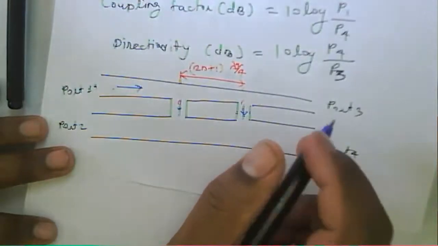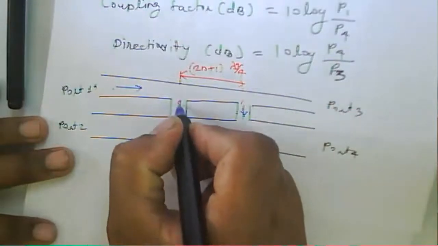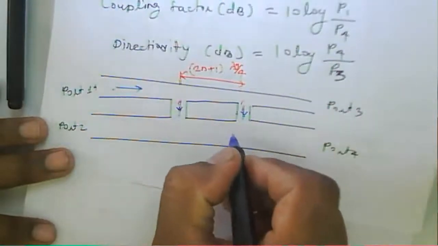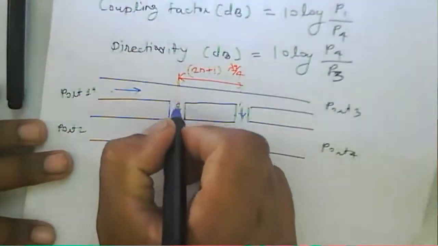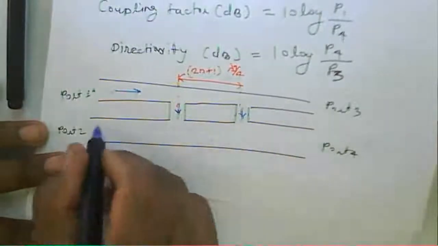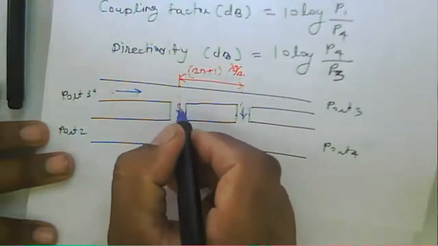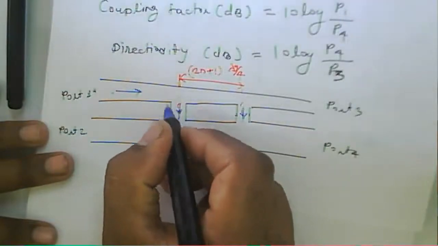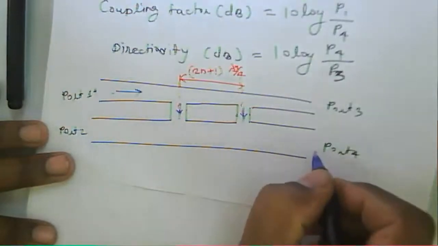From this particular hole, the signal propagates, and then using these holes, the signal propagates and is available at port 4. Now what are these? This is a primary waveguide and this is a secondary waveguide. These holes act as slots. That's why we can say it is a slot antenna. From this slot, the signal propagates from port 1 to port 4.